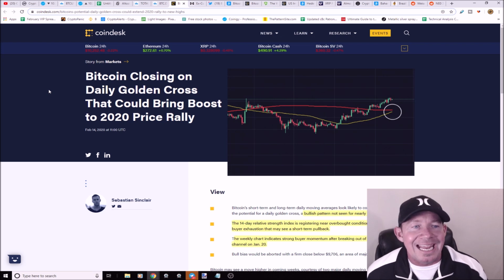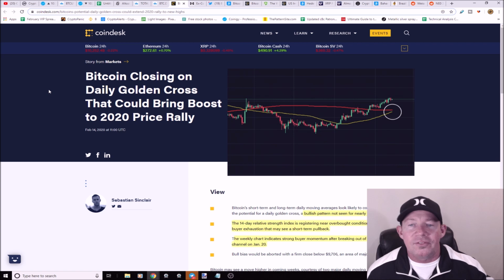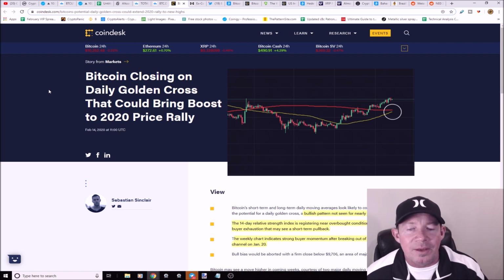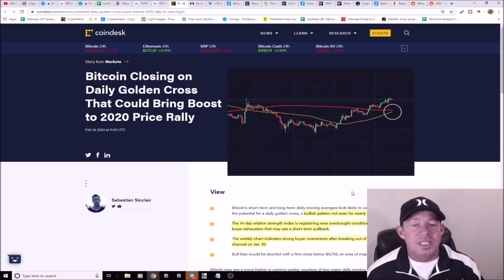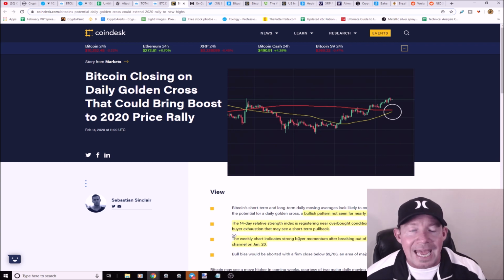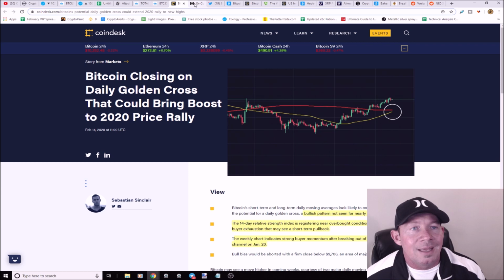Bitcoin closing on a daily golden cross. This could bring a boost to the 2020 price rally. This is a bullish pattern that we haven't seen in nearly 10 months. Now, the 14-day relative strength index is nearing overbought conditions. Maybe buyers are getting exhausted. It's potentially possible. And again, this article talks about that huge 7-month downtrend that we broke out of as being just buyer momentum starting after that.